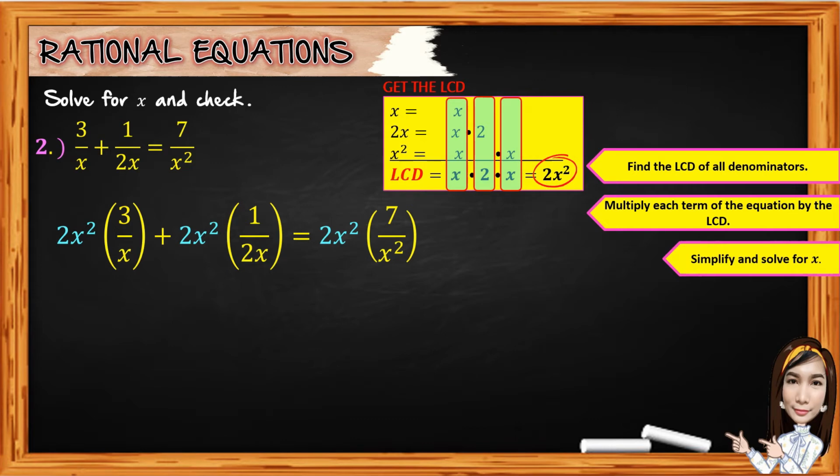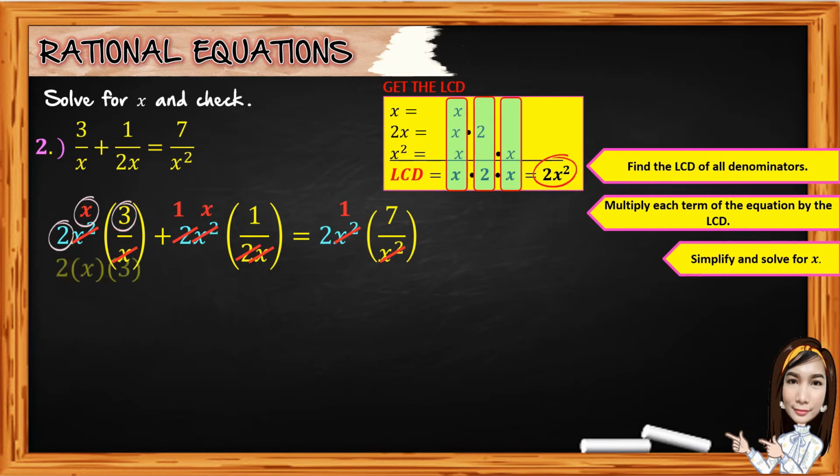So here, we can divide out or cancel the common factor on the numerator and on the denominator. And take note, the LCD 2x squared is considered a numerator and the denominator is 1 and no need to write it. So on the first term, we can divide x squared divided by x is equal to x. On the second term, we have 2 divided by 2 is equal to 1, and x squared divided by x is equal to x. Then on the right side, we have x squared divided by x squared is equal to 1. Then multiply the remaining.